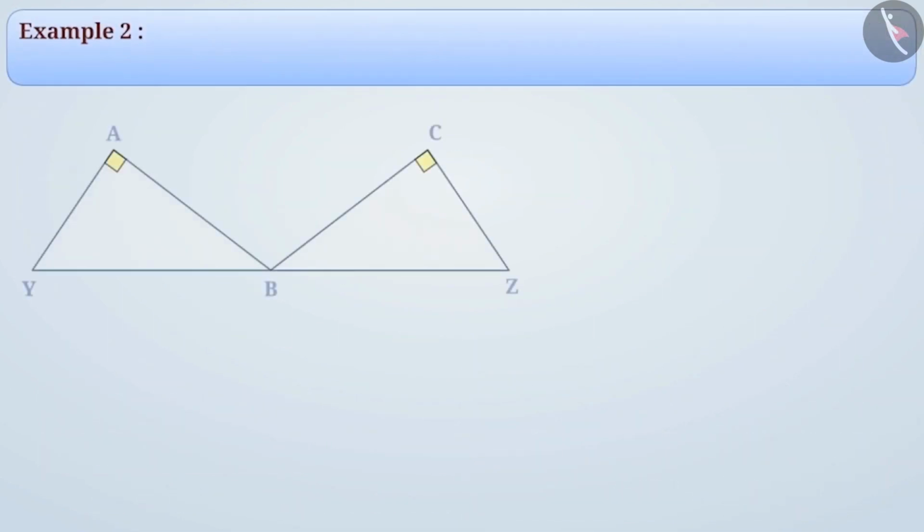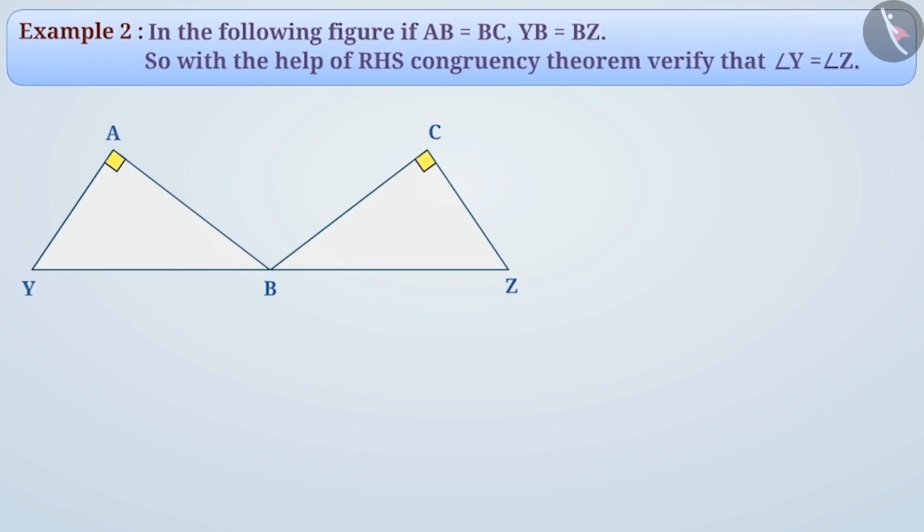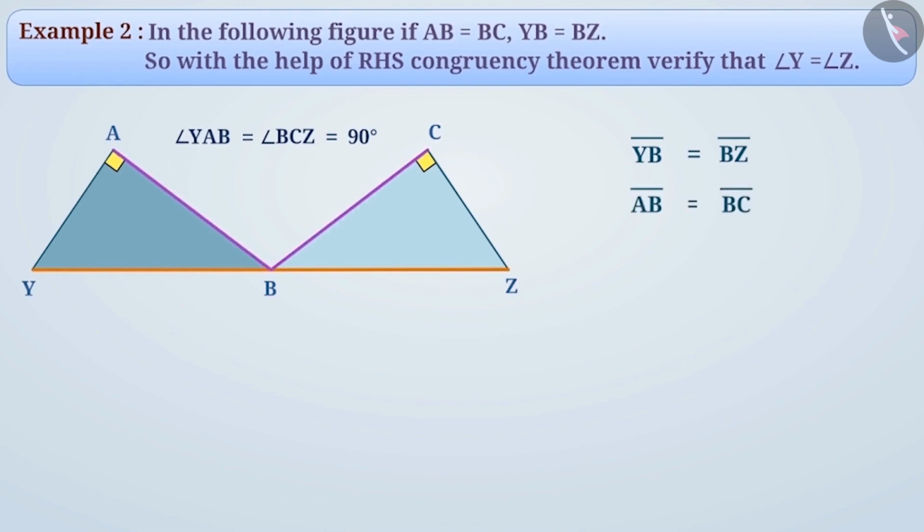Next example. In the following figure, if AB is equal to BC, YB is equal to BZ. So, with the help of the RHS congruency theorem, verify that angle Y is equal to angle Z. By looking at the given figure and reading the question properly, we get the following information. Triangle YAB and triangle BCZ are two right-angled triangles. In the question, we are given that side YB is equal to side BZ and the side AB is equal to side BC.